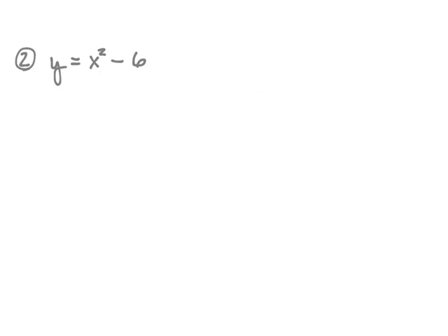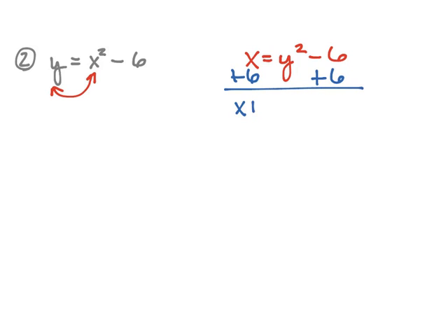Alright, let's try another one. Again, we're trying to find the inverse of the quadratic. So we're going to start by taking our x and our y and switching them. So the equation now becomes x equals y squared minus 6. That's our first step. Now what we want to do is isolate the y, get the y by itself. So I'm going to start by adding 6 to both sides. So I have x plus 6 equals y squared.